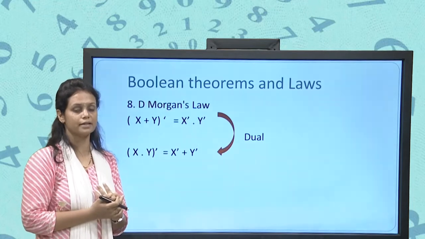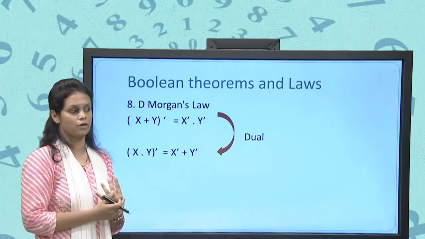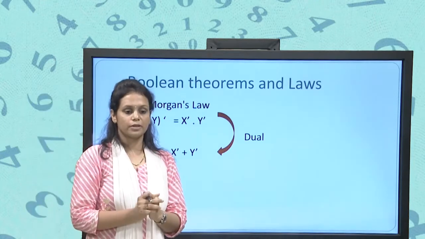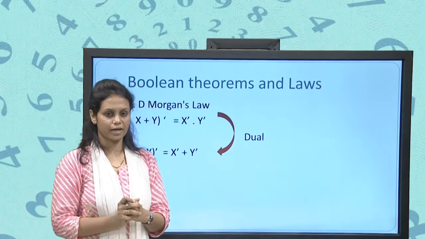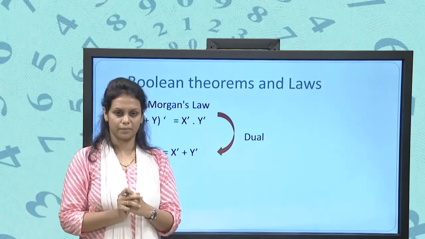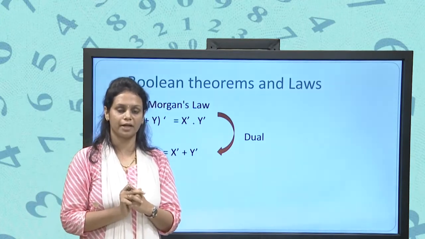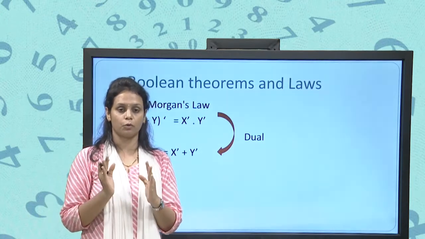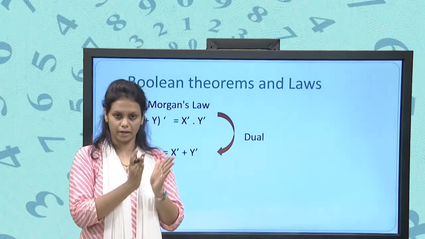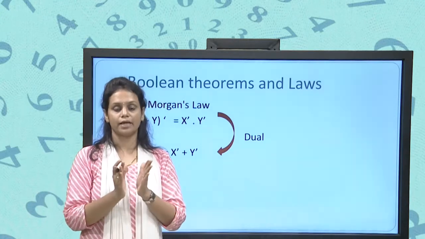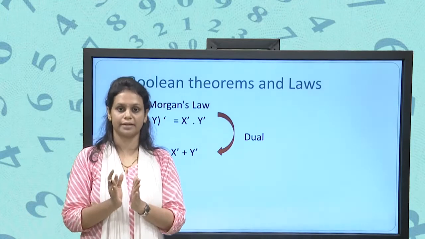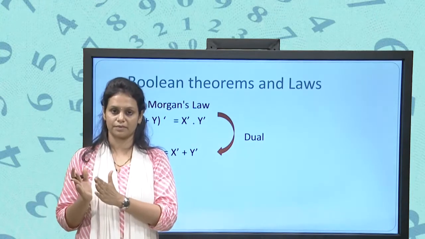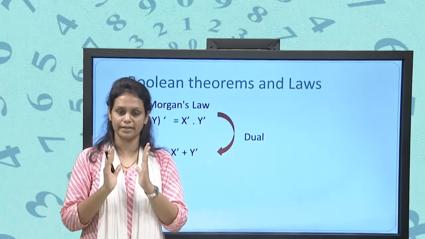We have already seen De Morgan's law in set theory. What is De Morgan's law in set theory? Suppose we have A union B, and we want to find the complement of A union B, that means (A union B) whole dash. What is the output? First we take the complement of A, that is A dash, then the complement of union, that is intersection, and then the complement of B, that is B dash. That is the case with set theory.